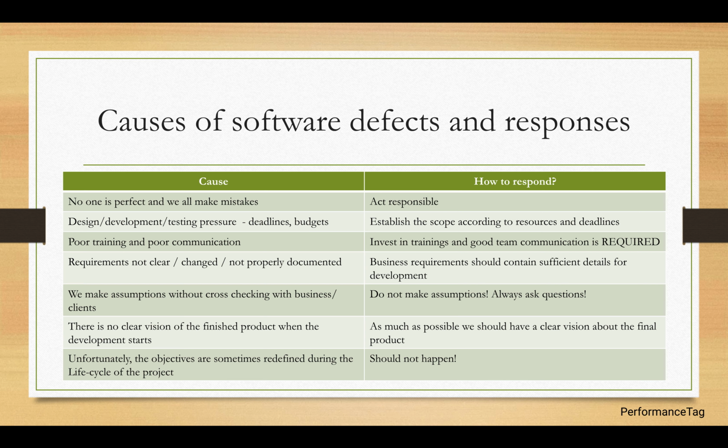Sometimes there is no clear vision of the finished product when the development starts, and we need as much information as possible to have a clear vision about the final product, about its functionality, and about its purpose. Unfortunately, objectives are sometimes redefined during the project's lifecycle. This can happen because the client changed his mind or because of some business changes, and we cannot prevent this. But if at all possible, this should not happen.